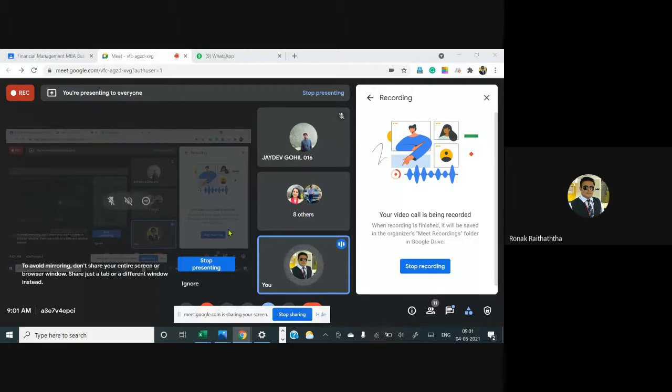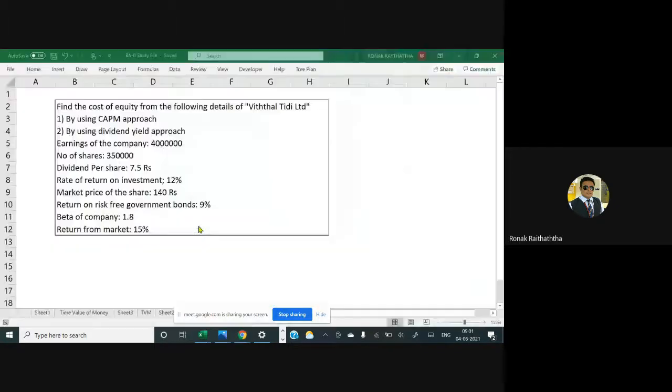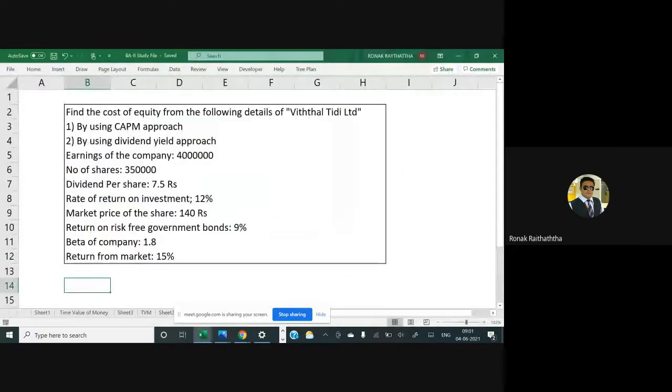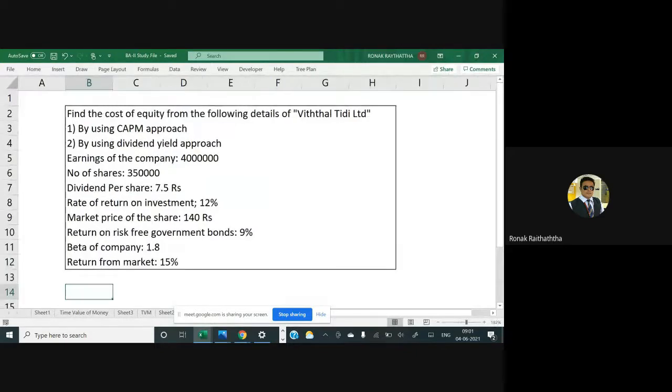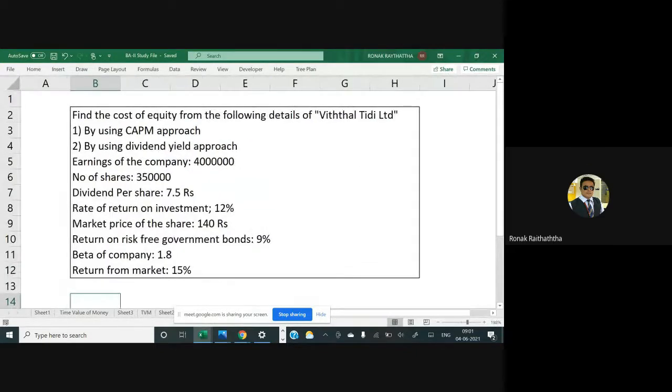Let's go to the cost of equity. You may just take a snap of it if you want to, so that you won't have to refer to it again and again. I'm zooming in further so that you can take a snap of it. Okay, let's start reading the question.